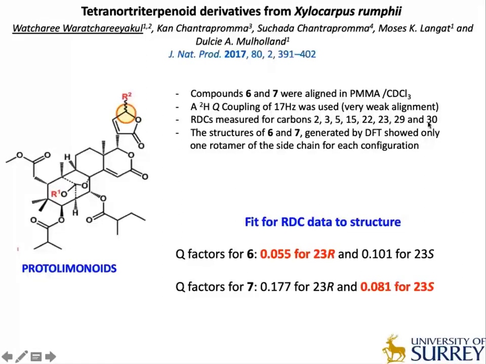We collected RDC for all these carbons. Then we performed the fitting, and then for compound 6, the best quality factor was for the 23R, and for compound 7, the best quality factor was for the 23S, and everybody's happy.